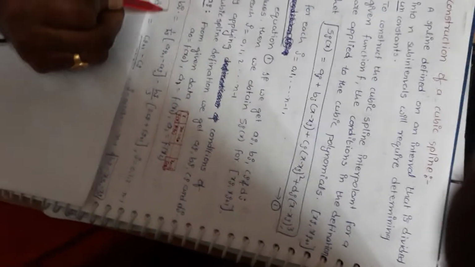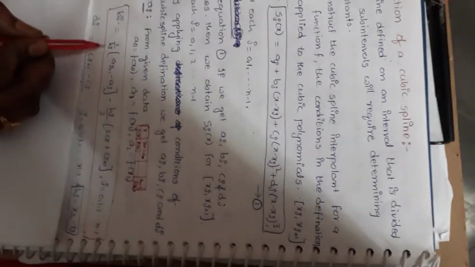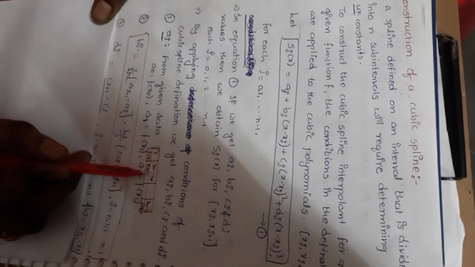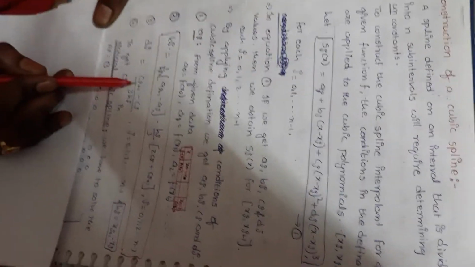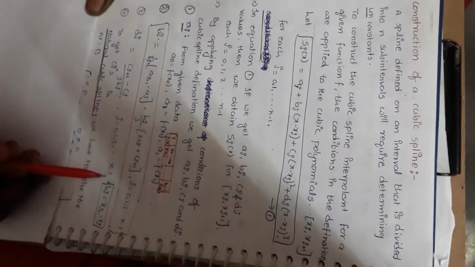Now how to get bj? By applying conditions we can get one formula. Bj is equal to 1 by hj into (a j plus 1 minus aj) minus hj by 3 into (2 cj plus cj plus 1), where j is equal to 0, 1, 2 and so on n minus 1. Hj is nothing but the interval length. Interval length means the difference between two consecutive x values. Now dj is equal to (cj plus 1 minus cj) by 3 hj, where j is equal to 0, 1, 2 and so on n minus 1.